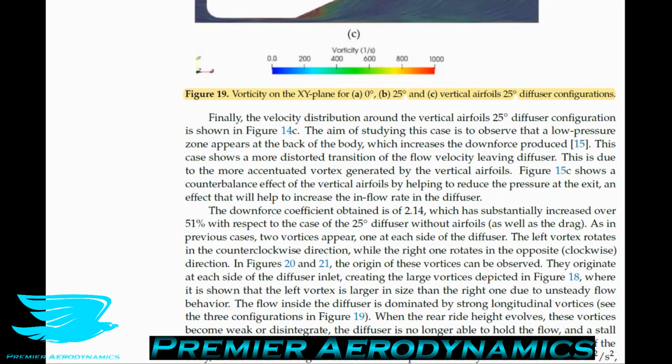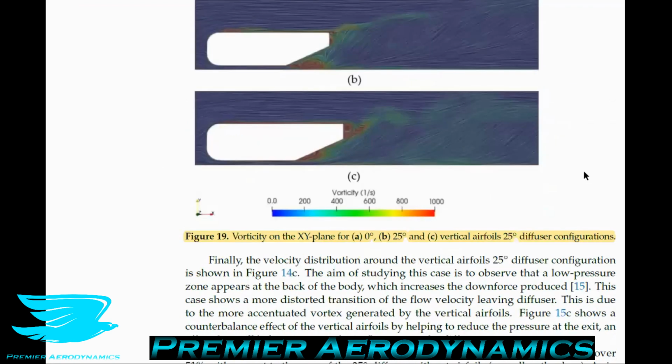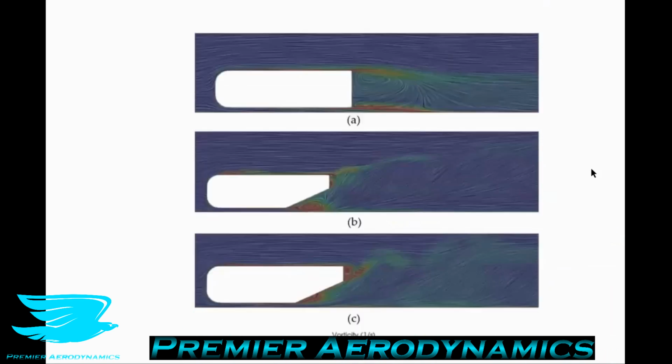So moving on to figure 19, we have the vorticity of the armored bodies for not only when we have no diffuser, but with the 25-degree diffuser and the 25-degree diffuser and airfoils. And we can see that there is a lot more, as I mentioned earlier. For the 25-degree diffuser plus the end plate airfoils, the flow is moving up at a much greater angle of attack behind the armored body compared to any of the other configurations. So we can immediately see that's where this downforce is really coming from.